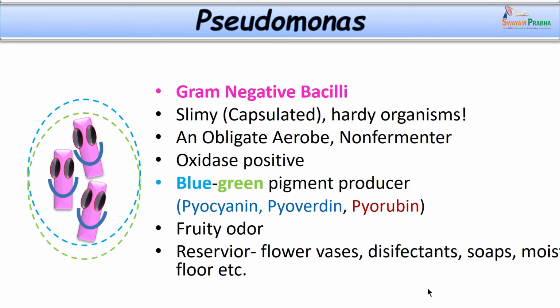It is an obligate aerobic organism and it is a non-fermenter. It is oxidase positive, and this is the point I said is important to differentiate between Acinetobacter and Pseudomonas. Another important point is that it produces diffusible pigment, and this is how it was first recovered from blue pus, because this organism produces pyocyanin, pyoverdin and pyorubin. These organisms produce a typical odor when they grow on culture. That is the reason that some of the burn wards have a very typical fruity odor.